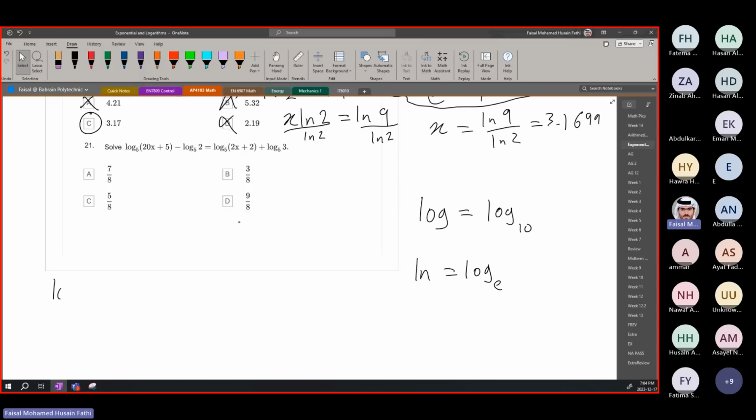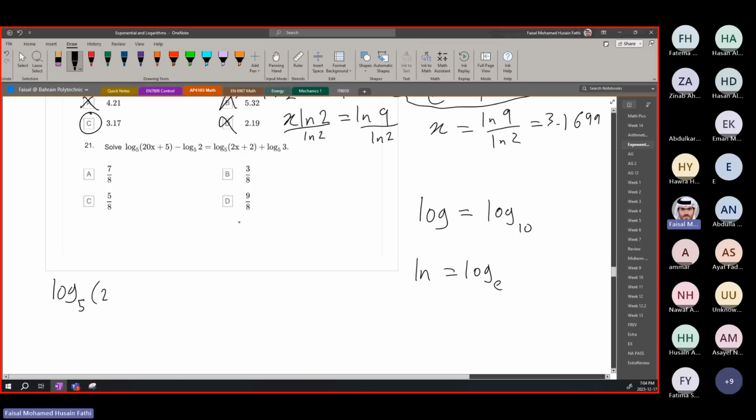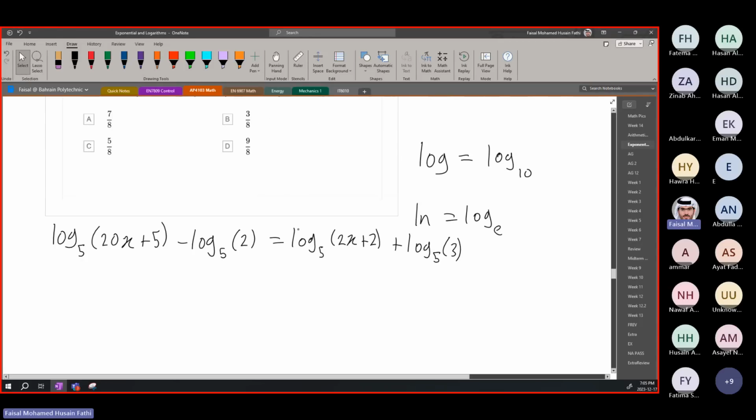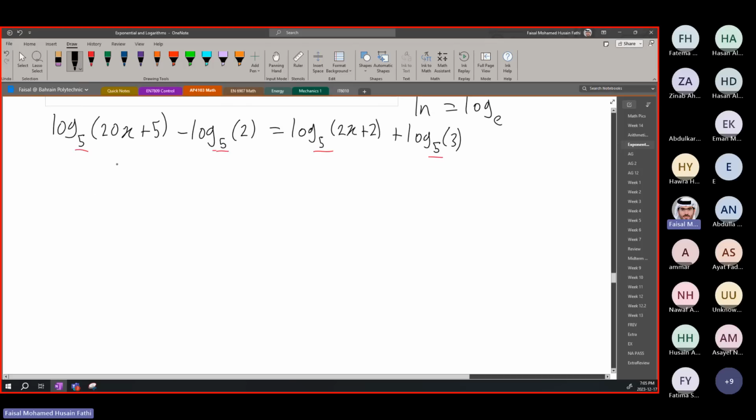Solve log base 5 of 20x plus 5 minus log base 5 of 2 is equal to log base 5 of 2x plus 2 plus log base 5 of 3. All right. What do we do first? First thing, check the bases. Are they all the same? 5, 5, 5, 5. Yes, they are. We move on. Is there any coefficients outside? No coefficients outside. Perfect. Let's just group up everything and then just solve.